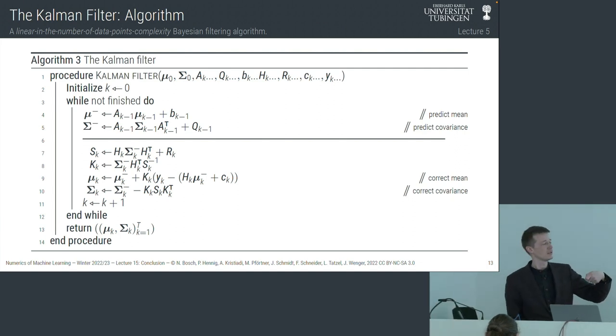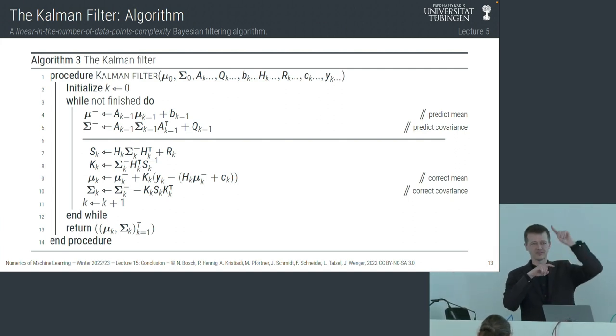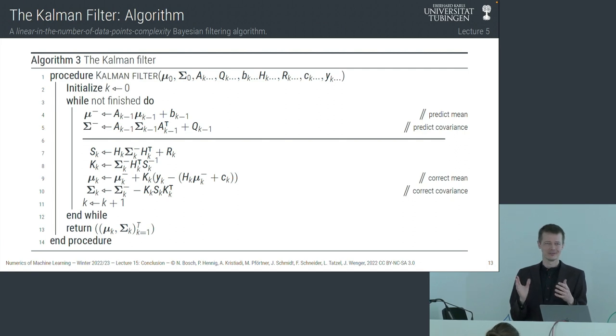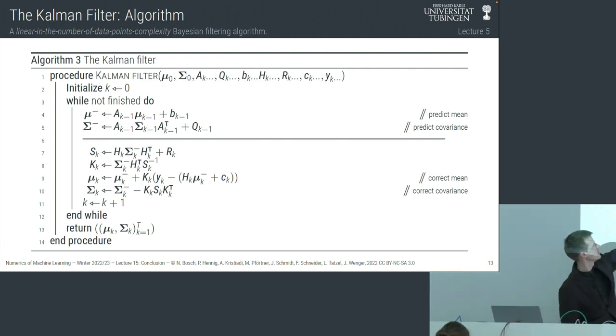It's not linear in the number of elements in the state space, so the number of things you're tracking through time. In that, it's actually, well, at most cubic, because it involves this inverse of a matrix here.